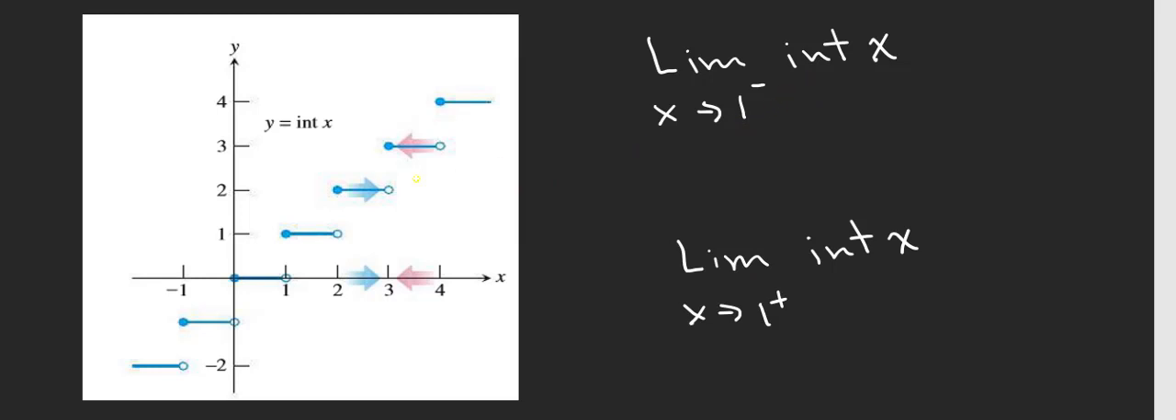So let's look at this. Here's a graph of greatest integer of x. Notice what happens as we approach 1 from the left. What is the y value that you're approaching? The y value you're approaching is 0. What about as x approaches 1 from the right side? The y value you're approaching is 1.